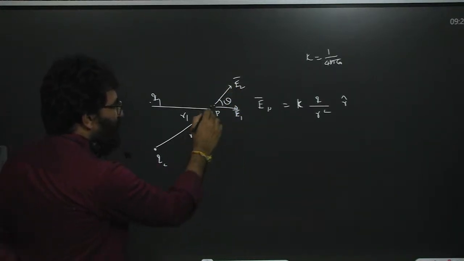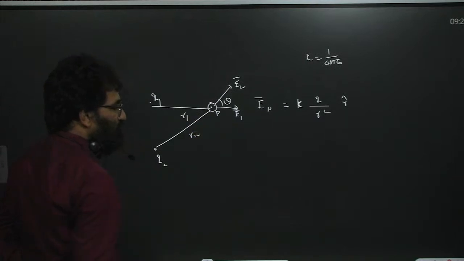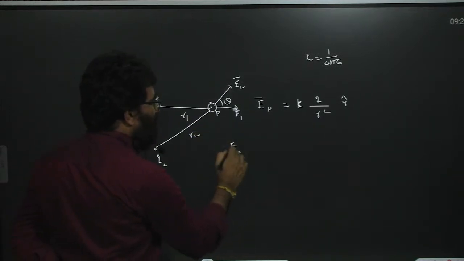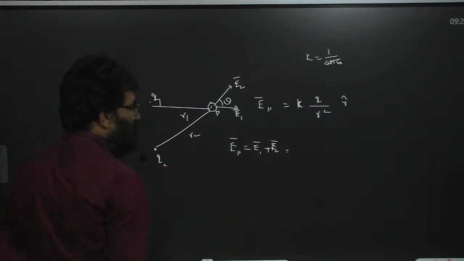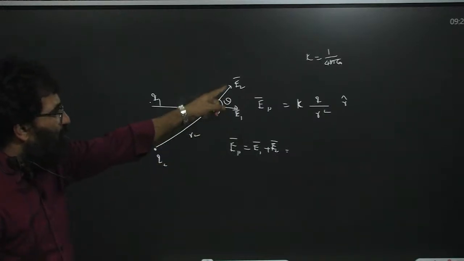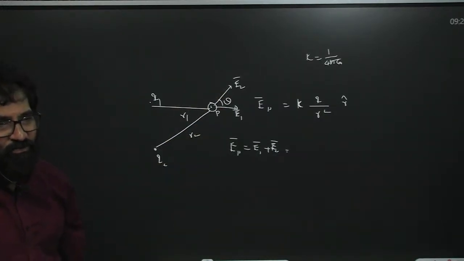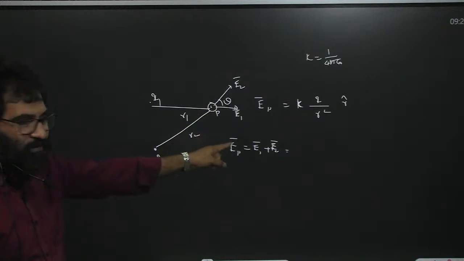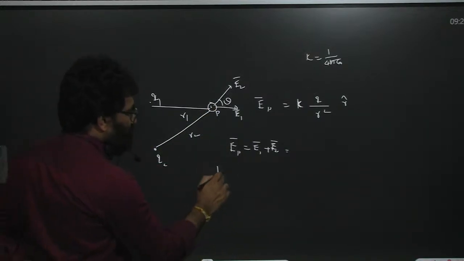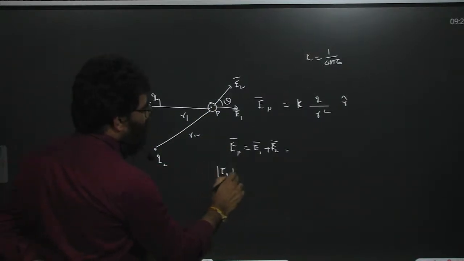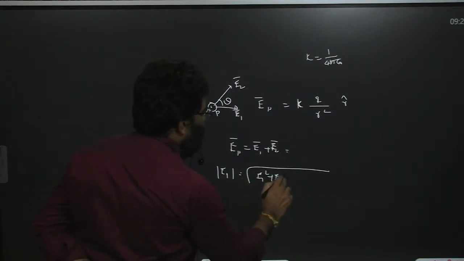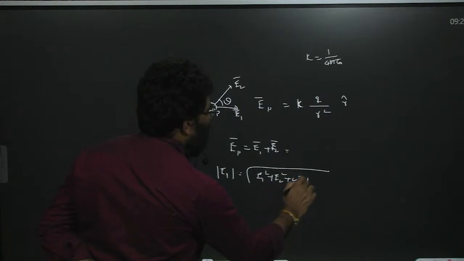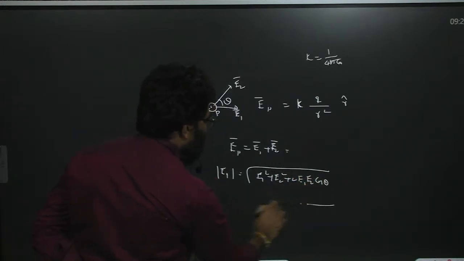So electric field at a particular point follows the superposition principle. Electric field at point P is equal to E1 bar plus E2 bar. So we write it in vector form. But when finding the magnitude, it is the square root of E1 square plus E2 square plus 2 E1 E2 cos theta. So the magnitude of the electric field is root over E1 square plus E2 square plus 2 E1 E2 cos theta. This is what I am saying.